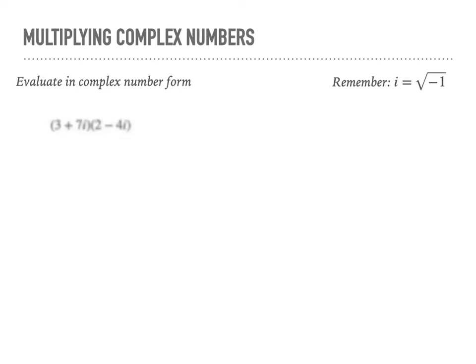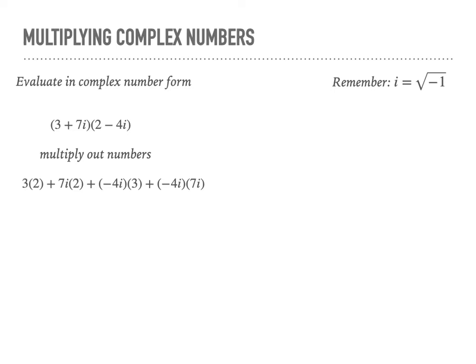Let's evaluate the following in complex number form. Let's say we have to evaluate 3 plus 7i times 2 minus 4i. So the number one thing would be to multiply out the numbers. You can do this by using the FOIL method, which is basically multiplying the first term by the first and the second term in the second parentheses, and then the second term in the first and second terms in the second parentheses. And from there, using that method, you'd get the following.